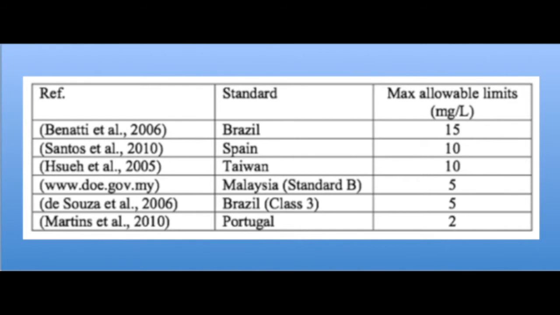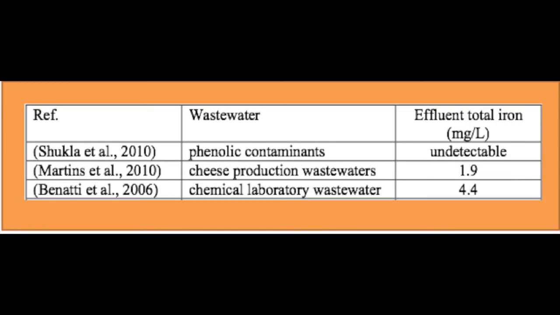The main environmental concern about this process is the amount of dissolved iron left in the process effluent. The allowed maximum limits of iron in the water in Spain is 10 milligrams per liter and is 15 milligrams per liter in Brazil. From studies that have been conducted, a plant that treats phenolic contaminants was found to have an undetectable amount of iron in the effluent.